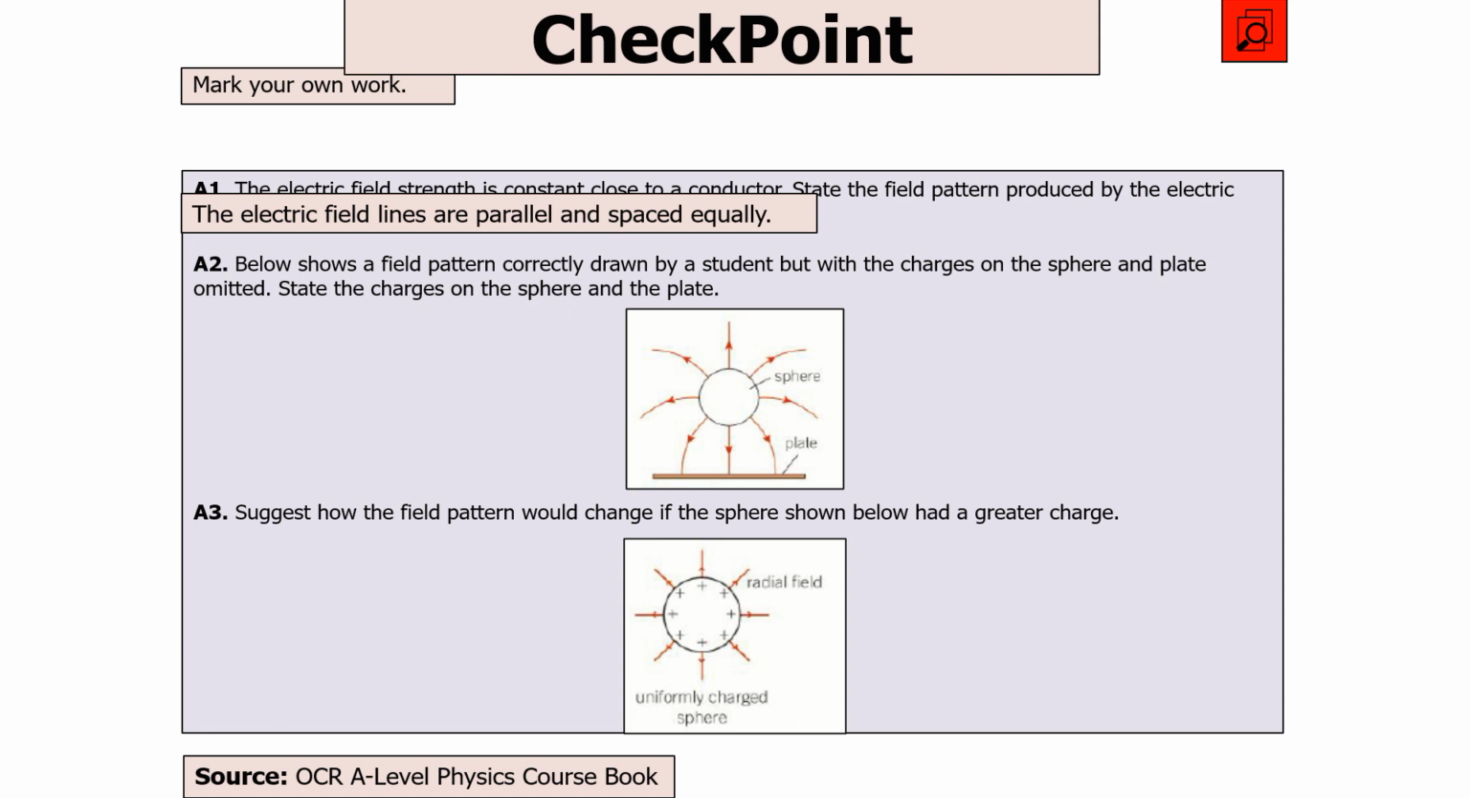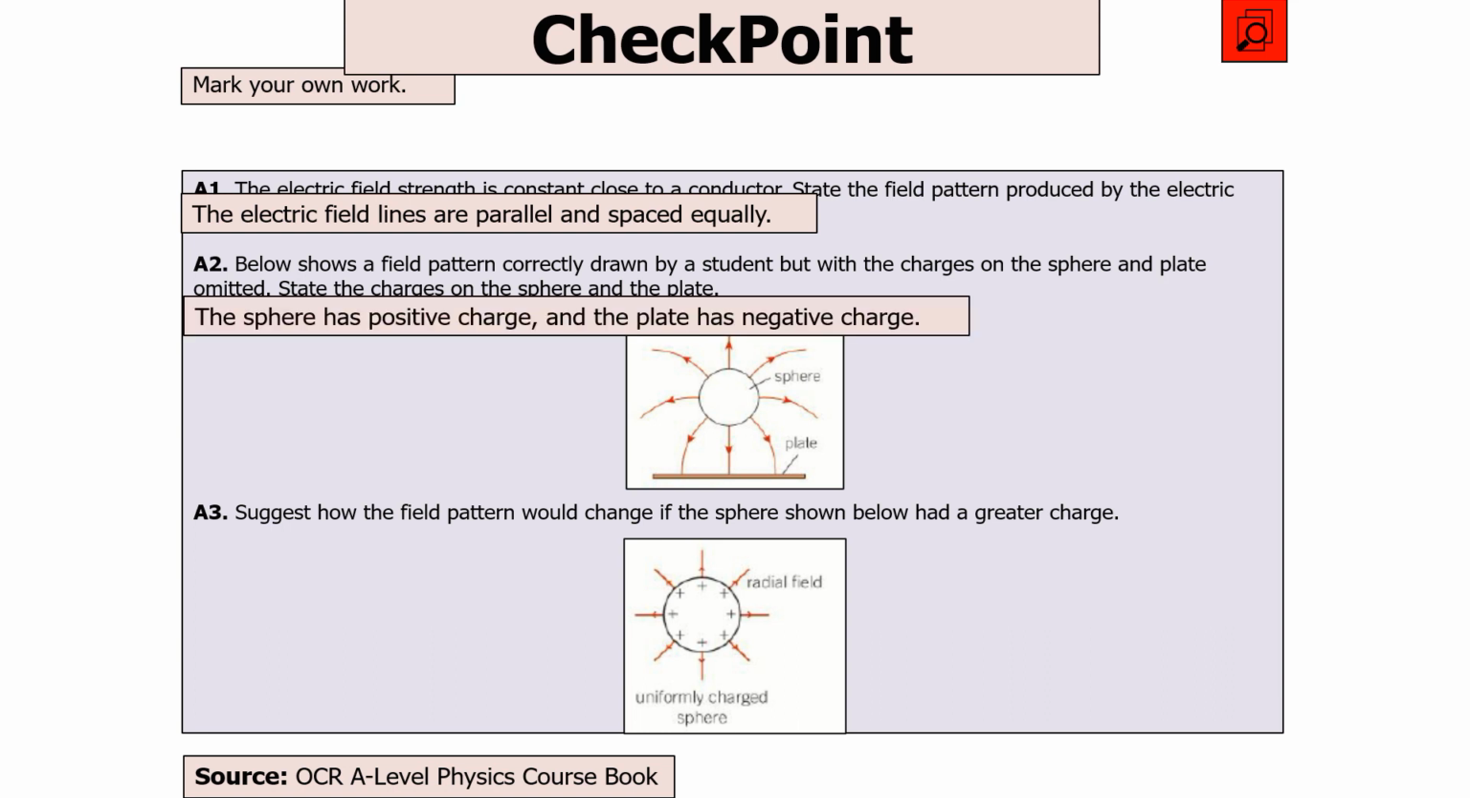Now in this next one you can note that the arrows are pointing away from the sphere. The arrows point in the direction that a positive test charge would move in, so if they're pointing away from it, it must be getting repelled, so it must be from another positive charge. Now they're going towards the plate, so it must be attracted to the plate, so that will be a negative charge.